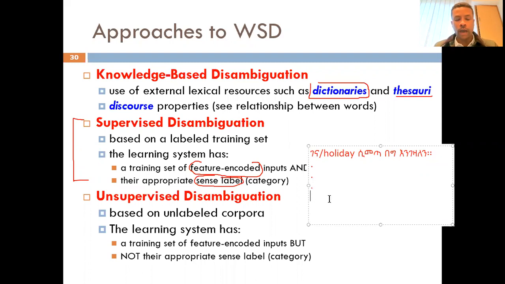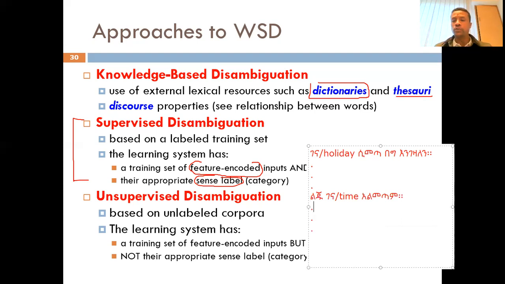Maybe we'll have another one like "ልጁ ገና አልመጣም". Here we are going to say this is time, because it is referring to the notion of time, meaning not yet. So we are going to provide many such sentences for the learning approach.